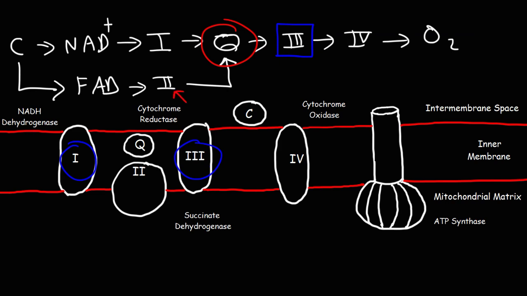The electrons will always flow from something that is less electronegative to something that is more electronegative spontaneously. The only way to make the electrons go back is by putting energy into the system. But as electrons flow this way, energy is released.